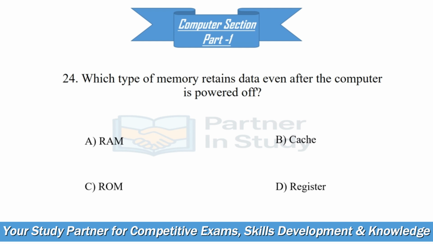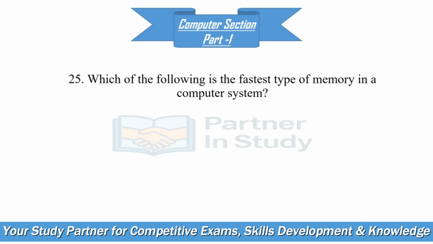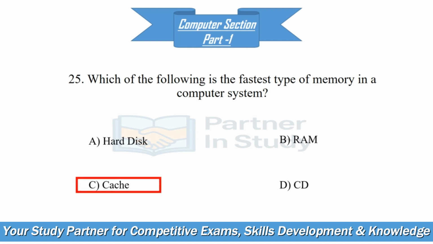Which type of memory retains data even after the computer is powered off? The right answer is option C, ROM. Which of the following is the fastest type of memory in a computer system? The right answer is option C, cache.